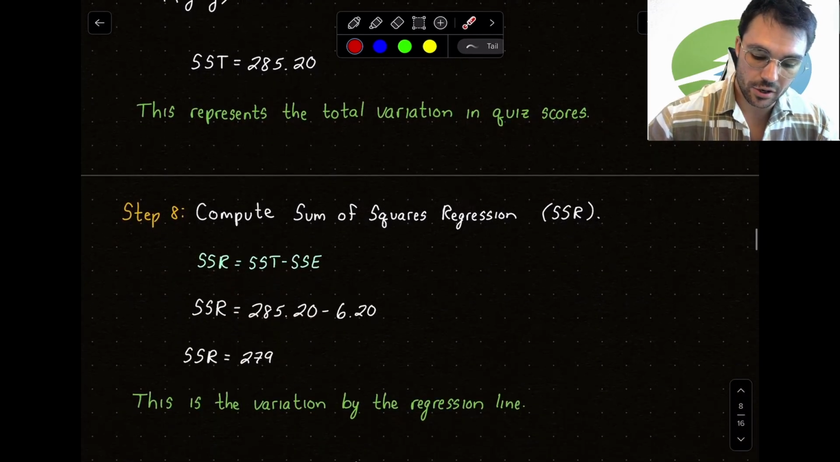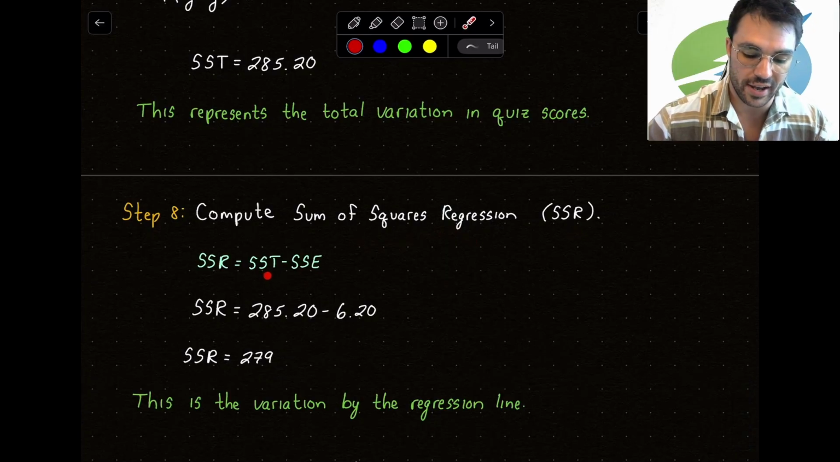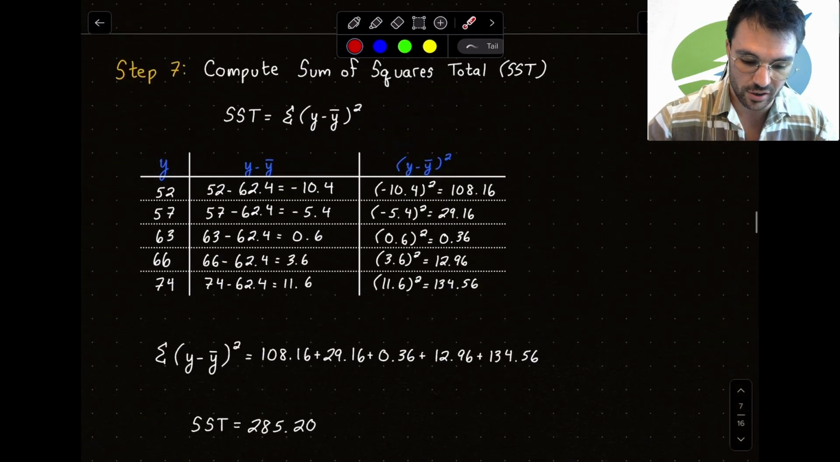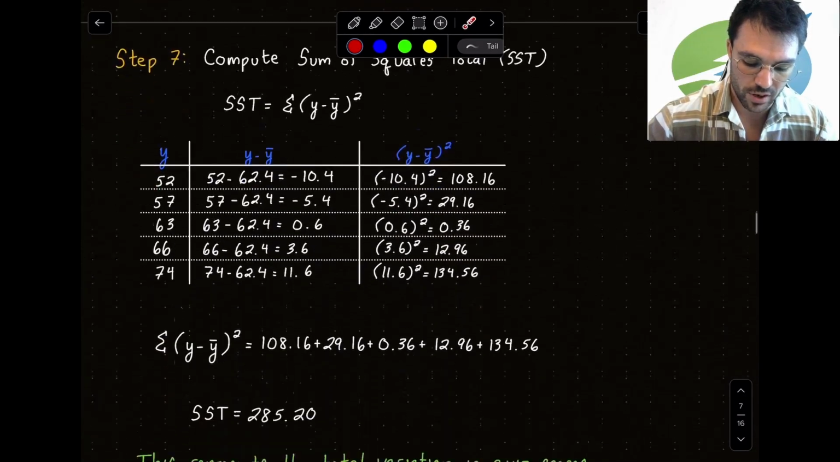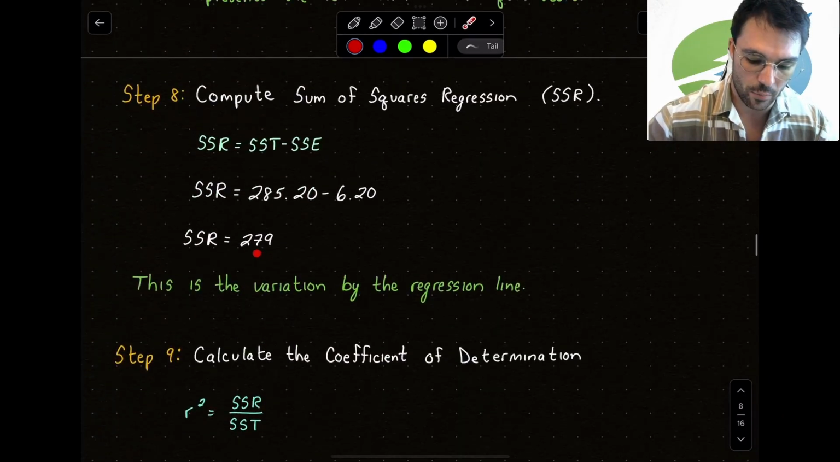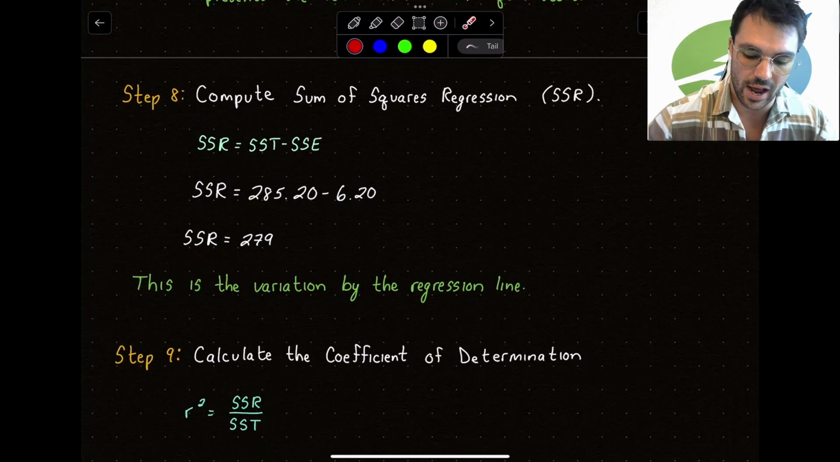Step 8. Compute the sum of squares regression, SSR. This is easy. Once we found SST and SSE, which we found already, we just subtract the two. Our SST we got right here, 285.20 minus our SSE, which we found all the way up here, 6.20. Subtract the two, and we get our SSR, sum of squares regression, 279. And this tells us the variation explained by the regression line, okay?